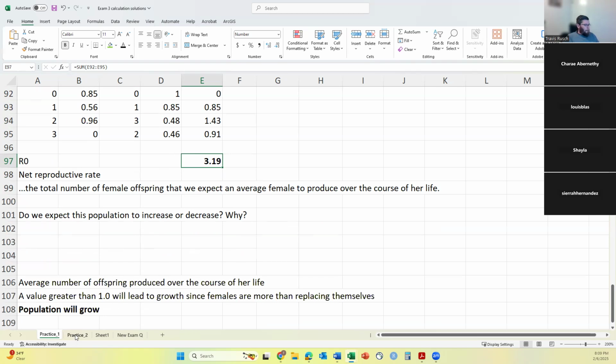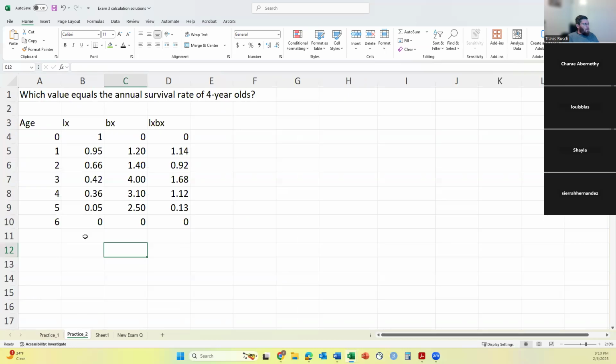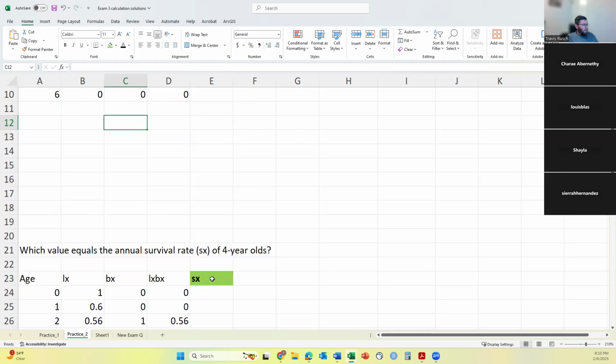Let's try one more. So say you get this life table. We get age, we get our LX column, right? Our survival. And we get B of X, which is our fecundity. So we get our survivorship, L of X. And then B of X is our fecundity. And then we get LX BX. And it asks us which value equals the annual survival rate of 4-year-olds. So what column are we missing? S of X. Yeah, right. So we're missing S of X, so we're going to have to add that column.